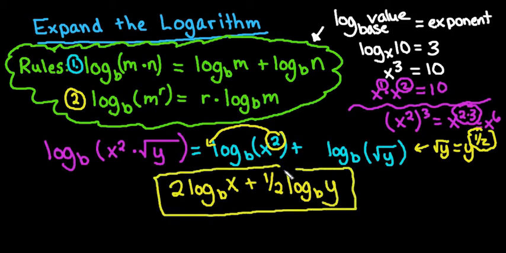I know that this looks a lot more confusing than what we started with, but there are times that you're going to want to expand things in order to help you solve problems. More often, we will use the opposite of this rule, where we go from the expanded form down to the condensed form, and that will help us solve logarithmic equations, but you have to be able to understand the properties both ways.